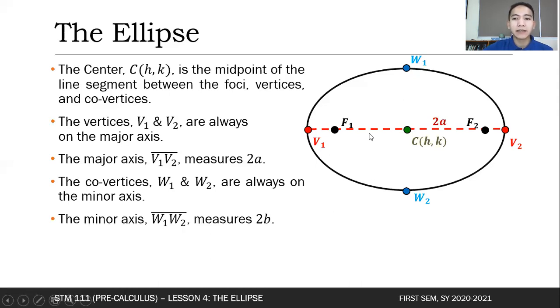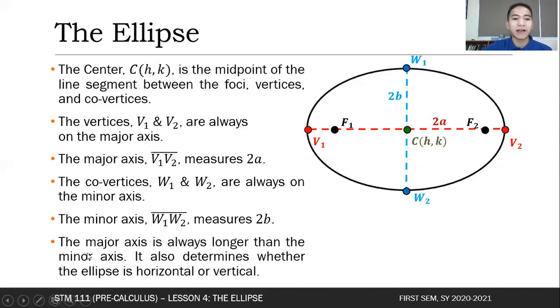Okay. The minor axis, so ito yung line na nagko-connect ng covertices natin. Ang measurement niyan ay 2b. Okay, so perpendicular siya always sa inyong major axis. So yung major axis, kaya siya major kasi always siya, mas mahaba siya kaysa sa minor axis. Of course, it makes sense to call them major and minor axis. The major axis, again, here is always longer than the minor axis as what I have mentioned. And also as what I have mentioned earlier, it also determines whether the ellipse is horizontal or vertical.